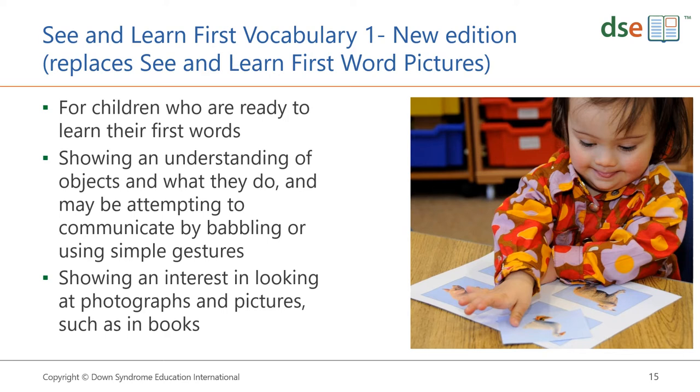So it's for children who are ready to learn their first words, show an understanding of objects and what they do, maybe attempting to communicate by babbling and using simple gestures, like to look at books and photographs and pictures. And this can be around 12 months of age, a bit earlier or a bit later. But keep talking. I mean, we would not underestimate children's readiness to begin to learn.